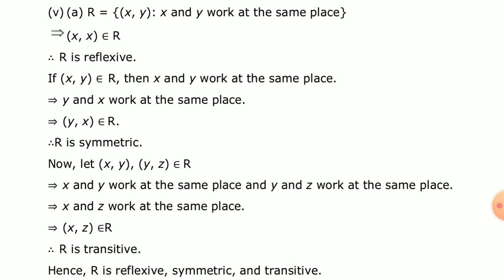Now let (x,y) belong to R and (y,z) belong to R. That means x and y work at the same place and y and z work at the same place. So x and z work at the same place, which implies (x,z) belongs to R. Therefore R is a transitive relation, and so R is reflexive, symmetric and transitive.